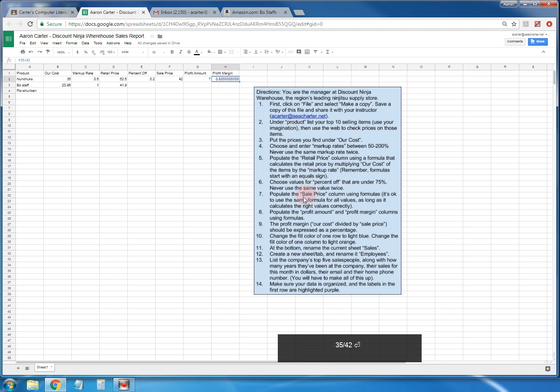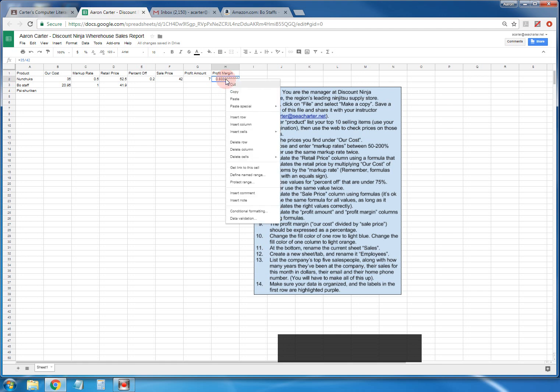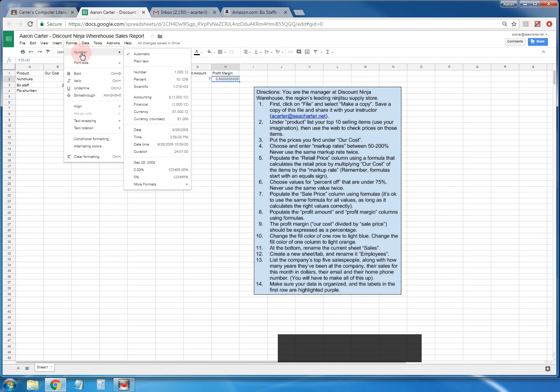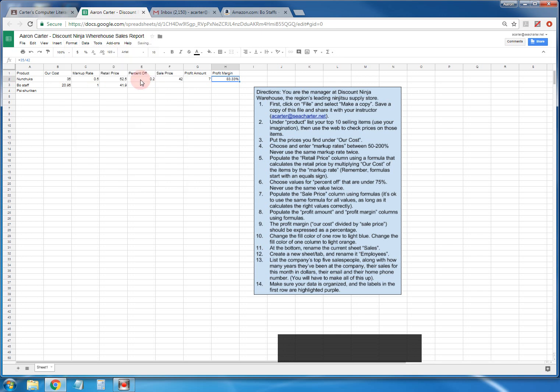Be careful now. I said to make sure they're expressed as a percentage. Well, how do you do that? This isn't a percentage. This is a decimal. Well, right click on it. Go down to... oh, shoot. Okay, my bad. Don't right click on it. Left click on it and go up to Format, Number, and find percent. And it'll show it to you as a percentage.